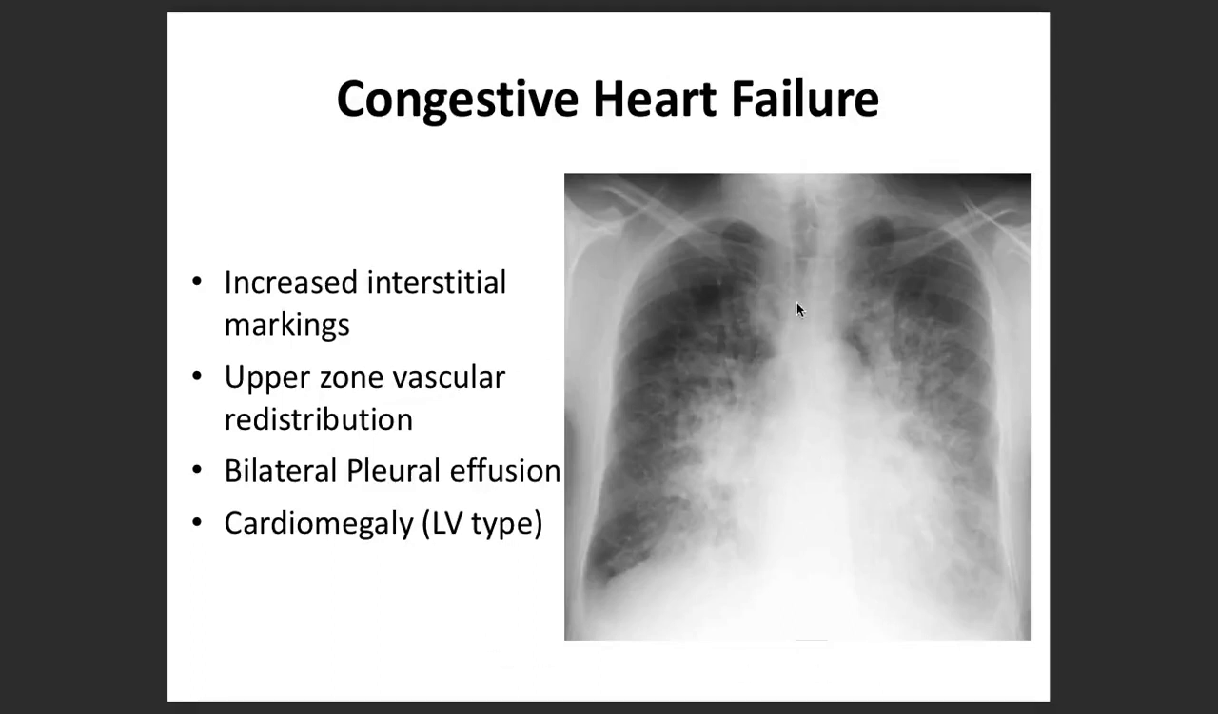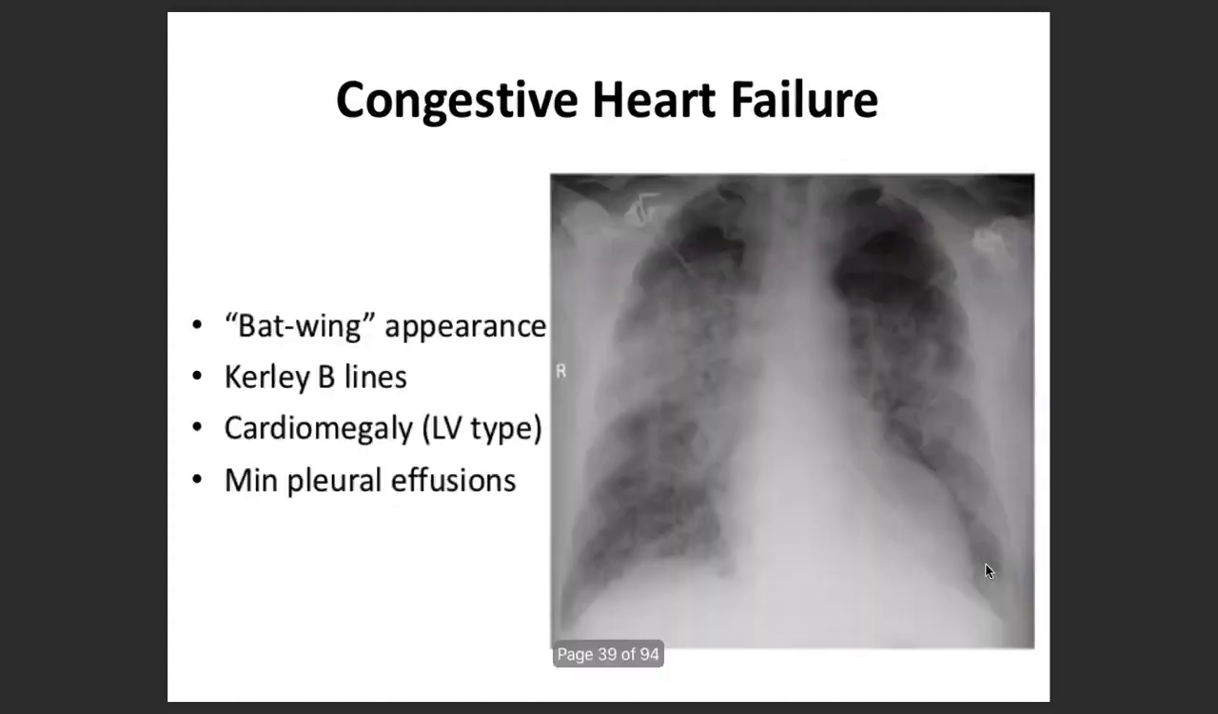Okay. So this is what is called a classical congestive heart failure X-ray. Why? Because you can see the increased interstitial markings, and the upper zone vascular redistribution is seen as well. And similarly, if you look carefully, there is bilateral pleural effusion with cardiomegaly, and the cardiomegaly is of LV type, because there is an obtuse cardiophrenic angle, and also it tends to merge almost with the diaphragm.